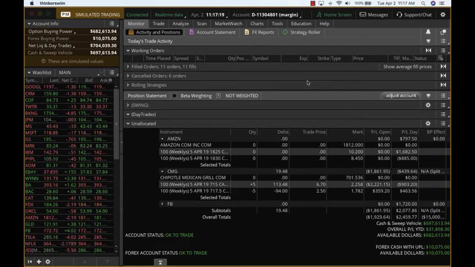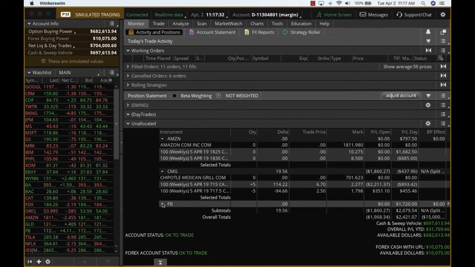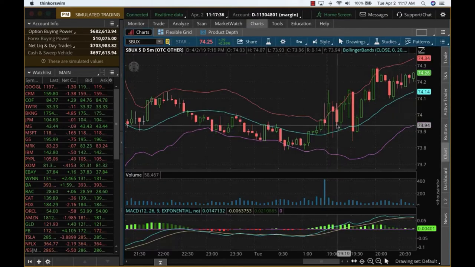It's Tuesday, April 2nd, and we did some good day trades today. The first one was Amazon, which we had as a spread overnight, and it came back and made $797 today. But the real trade was Facebook. In the pre-market, Facebook was showing real good signs of moving up.